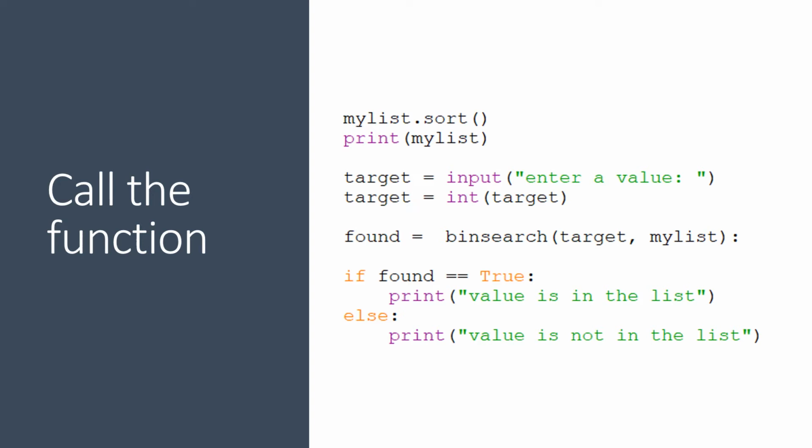When we call the function, we have to call it with two parameters, the target and mylist. And then we capture the returned value. Here I've captured it as a variable called found. If found is true, I'll print that the value is in the list. Otherwise, I'll print that the value is not in the list. So I've captured the return value as a variable called found. Can you think of a way to simplify this code to use fewer lines to achieve the same result? I'll show you one way of doing this in the next slide.